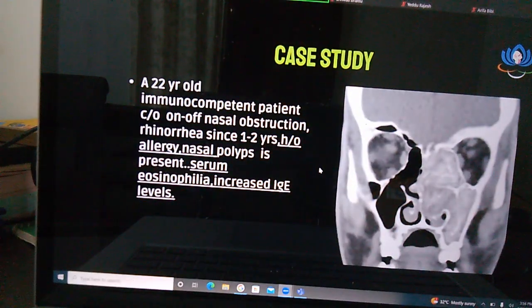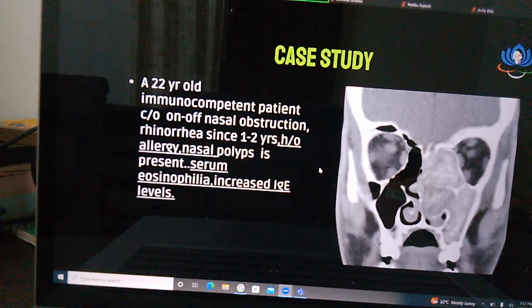So there's another condition here. A 22-year-old immunocompetent patient, not immunocompromised, complains of on-off nasal obstruction and rhinorrhea since 1 to 2 years, and also has a history of nasal allergy. On examination, we found nasal polyps, and he has increased serum eosinophilia and IgE levels.